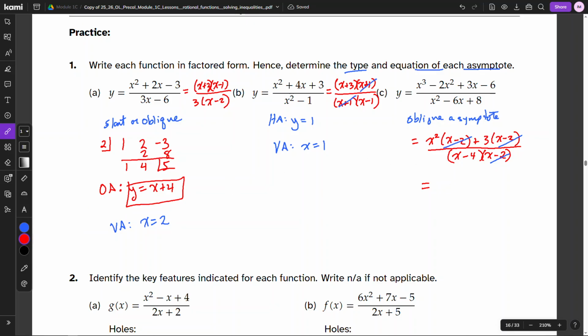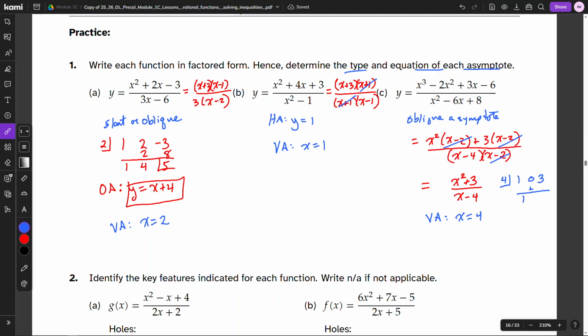So that's going to give me x squared plus 3 in the numerator, x minus 4 in the denominator. And so I know that I have a slant or an oblique asymptote, but I also know I have a vertical asymptote of x is equal to 4. And to find that oblique asymptote, like we said, I could just do synthetic division.